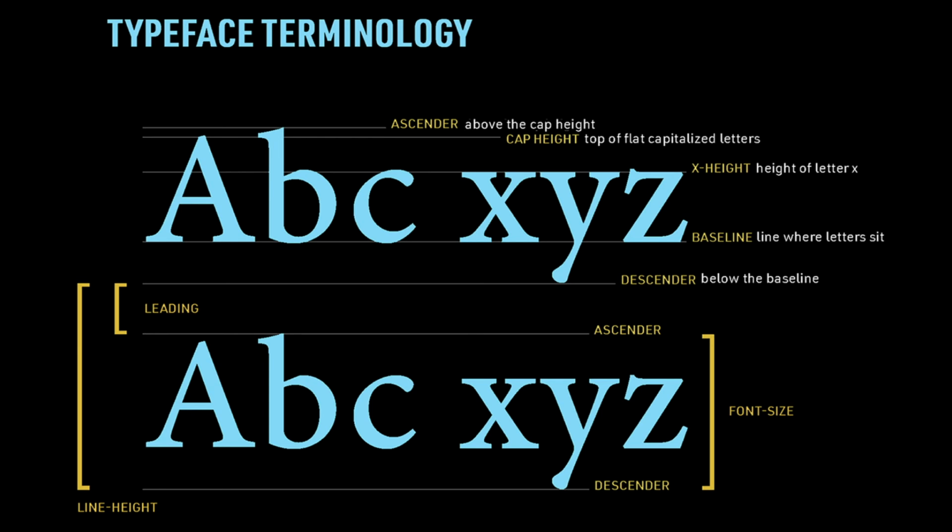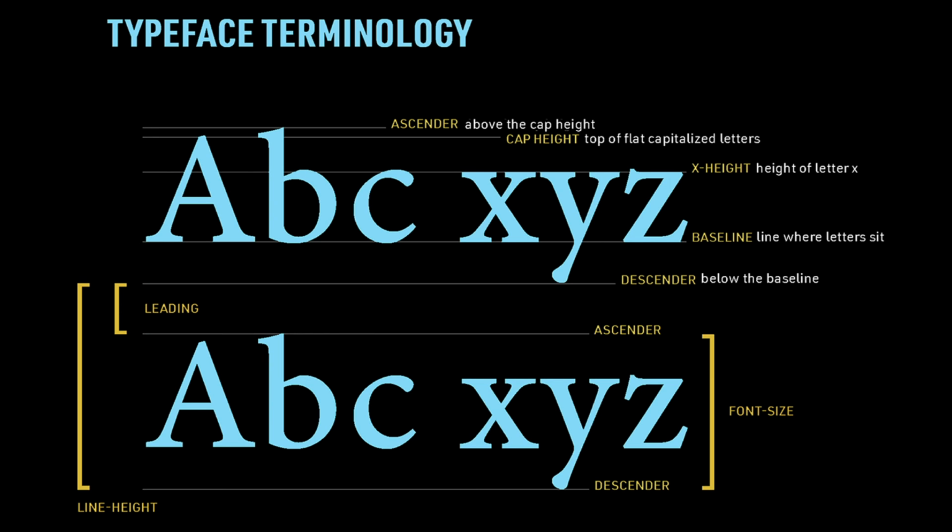The term leading came from when typography was set with metal type. Strips of lead were placed between the lines of metal type. The greater the leading, the more spacing between lines of type. The line height is the closest to the concept of leading with web typography. The font size is the distance between the ascender and the descender. The line height is the distance between the descender and the descender of the line of type above. The difference between the font size and the line height is the leading.